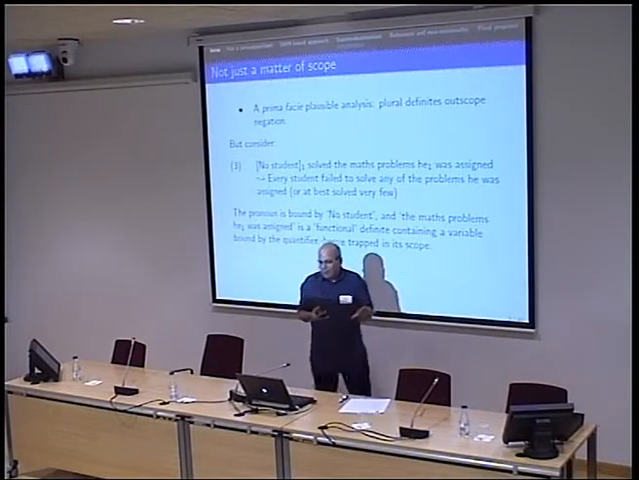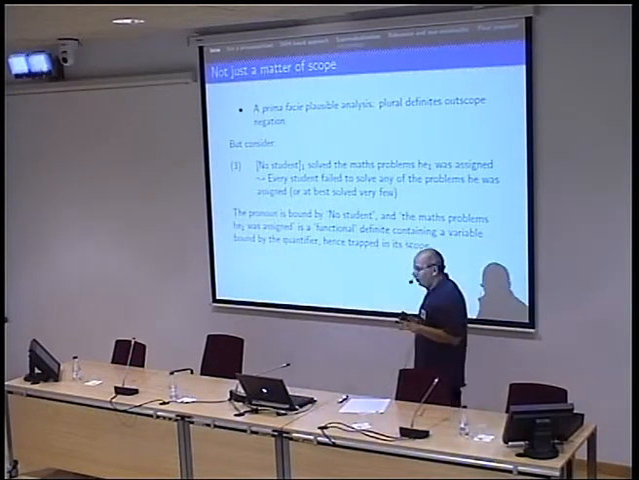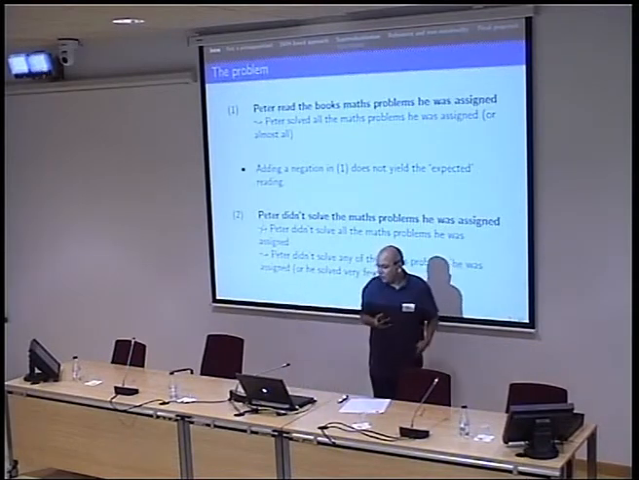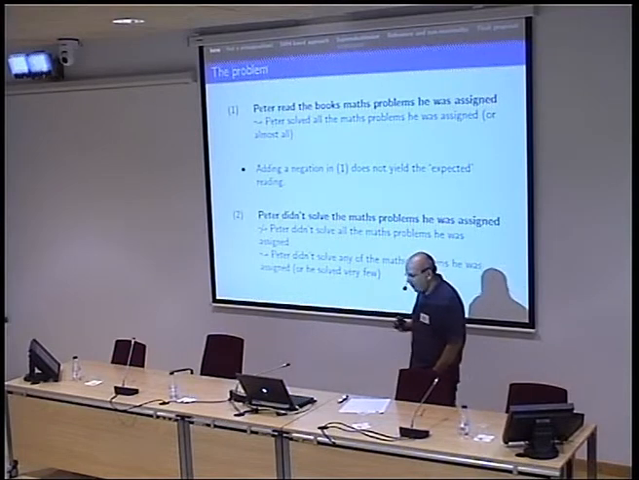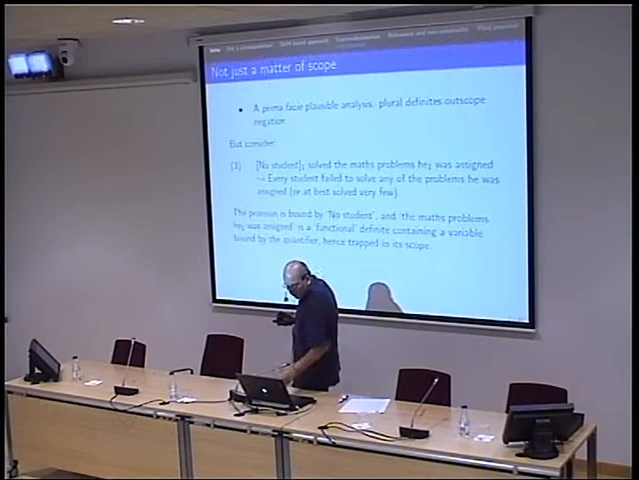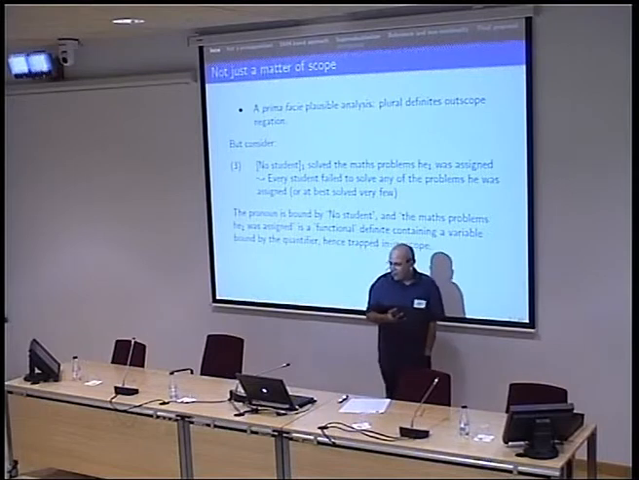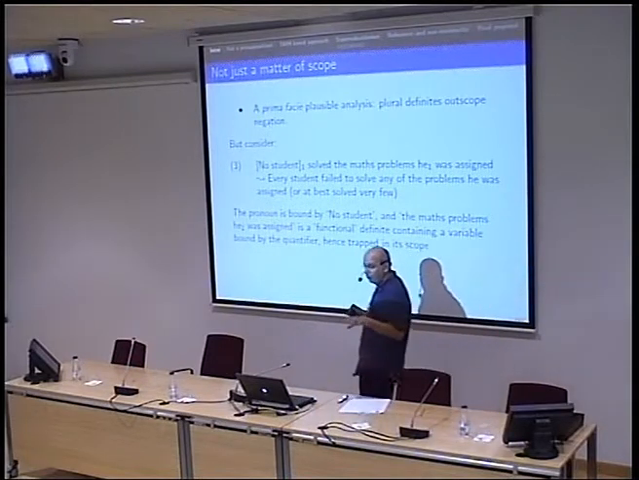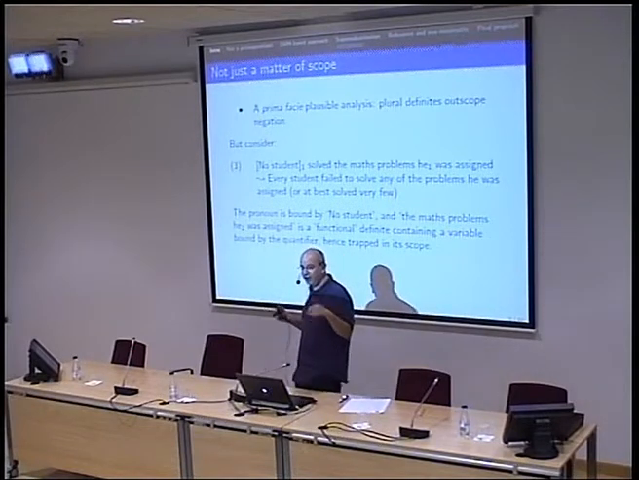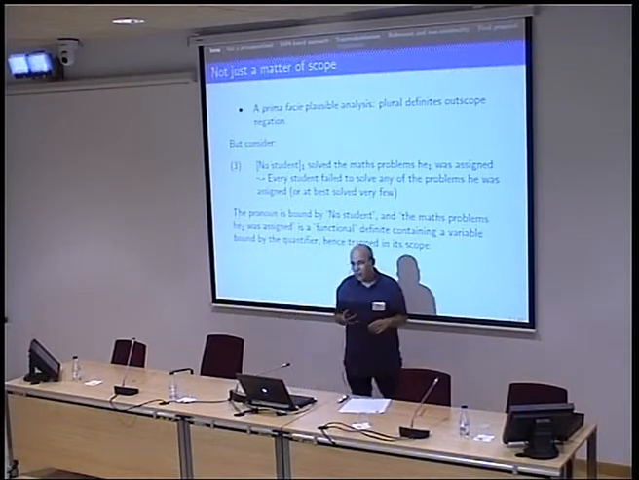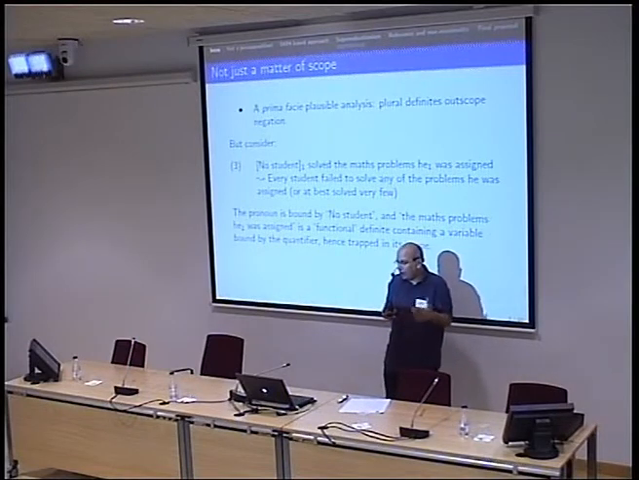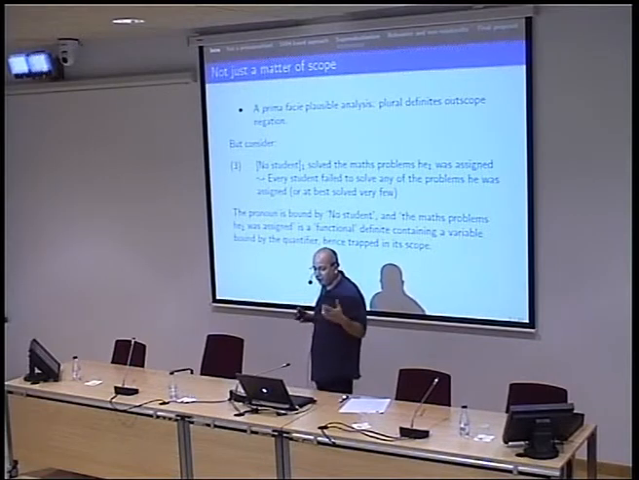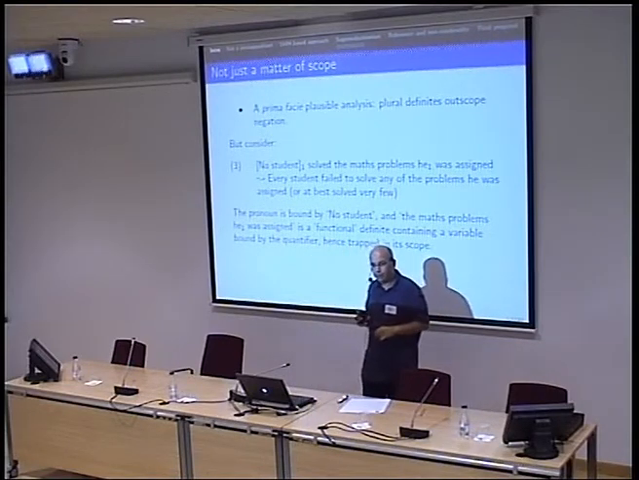And that's not a matter of scope. You could think that maybe the definite description in sentence 2 scopes over negation. That's not a good analysis. For instance, look at a more complex case: No student solved the math problems he was assigned, where the pronoun is bound by no student. So the math problems he was assigned is trapped in the scope of no student. You still have a reading that's in a way surprising, which is something like: every student failed to solve any of the problems he was assigned, or at best solved very few.